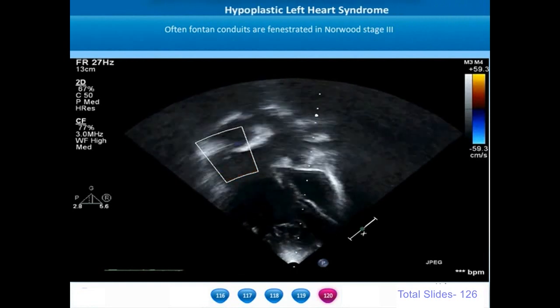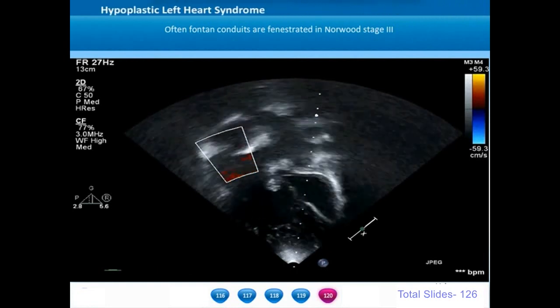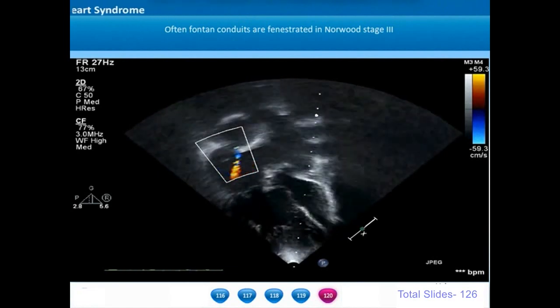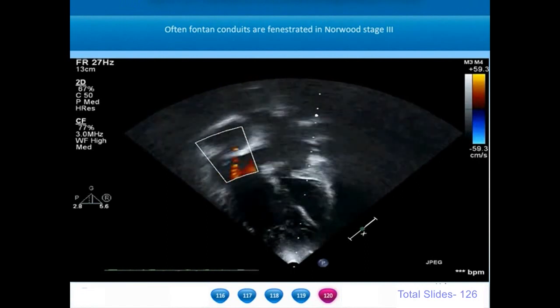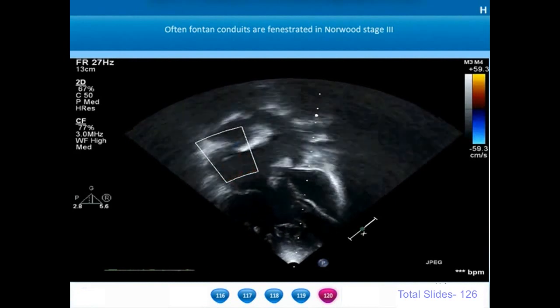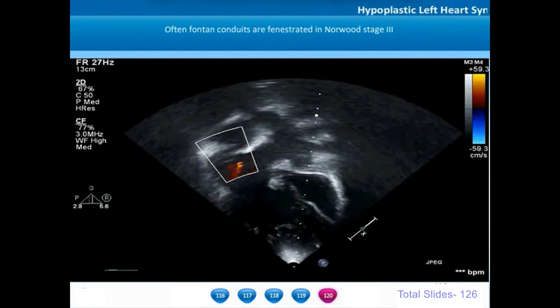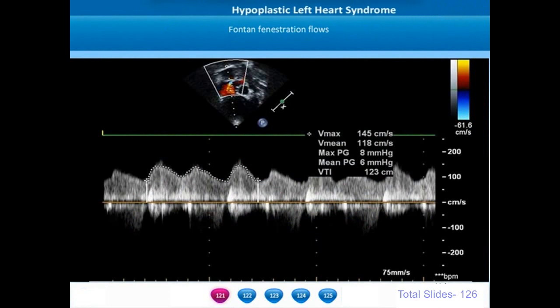This four-chamber apical view shows the extracardiac conduit, and there is a small fenestration from the conduit, and there is a continuous blood flow from the conduit into the right atrium. When we interrogate the spectral Doppler pattern of the flow across this fenestration from the conduit into the right atrium, we notice that there is a mean gradient of around 6 millimeters of mercury. This is the pressure gradient between the mean pressures in the pulmonary artery and the mean pressures in the pulmonary vein.